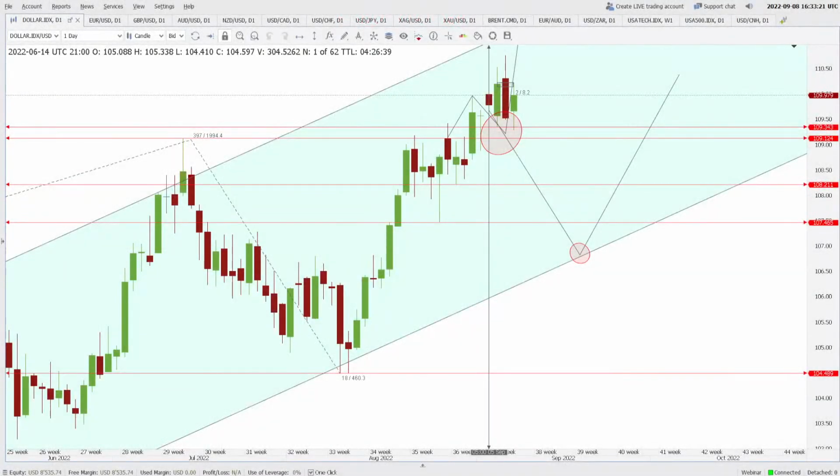So the first chart, like always, is the dollar index. All right, the dollar index has given us so much today.